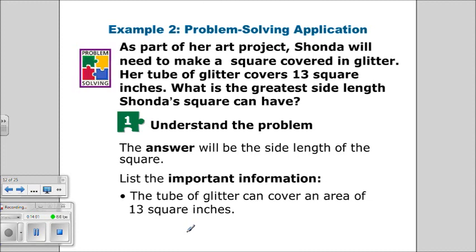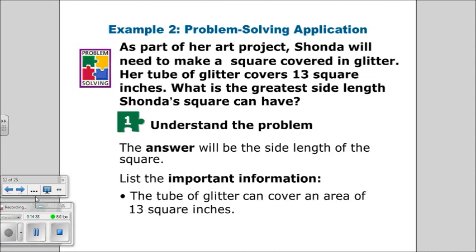The problem solving application, which we have as part of the art projects, shows that we need to make a square covered in glitter. You know the glitter which is used in the art room. Here a tube of glitter covers 13 square inches. She needs to decorate it, to cover it with the glitter, which is bright and a flourishing color. So 13 square inches. What is the greatest side length the square can have? The answer will be the side length of the square, which has an area of 13 square inches.